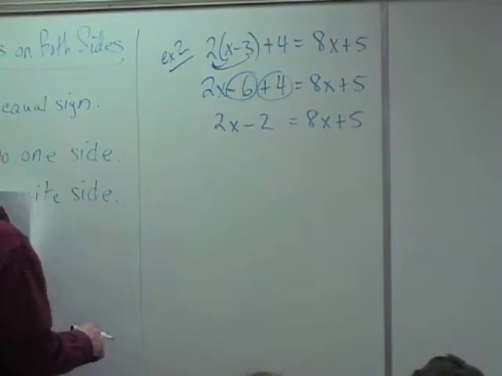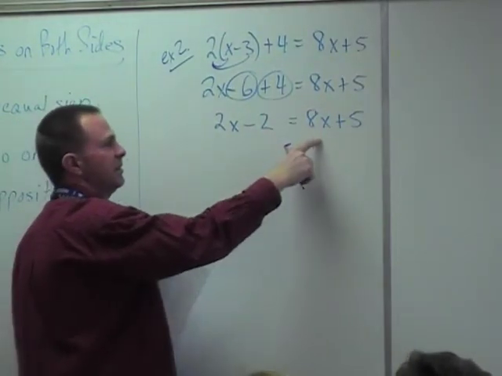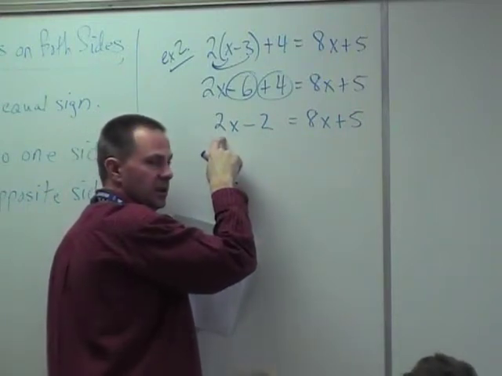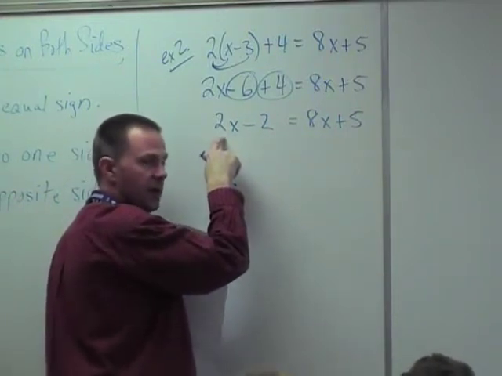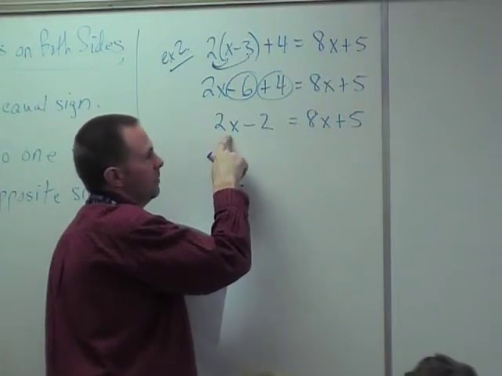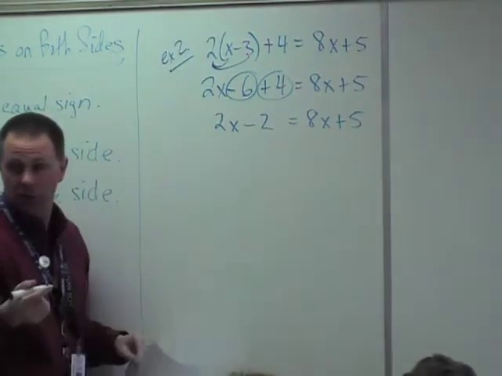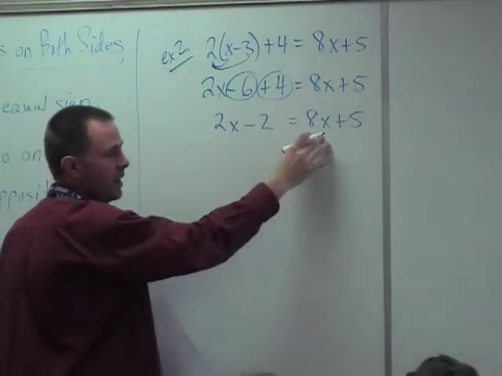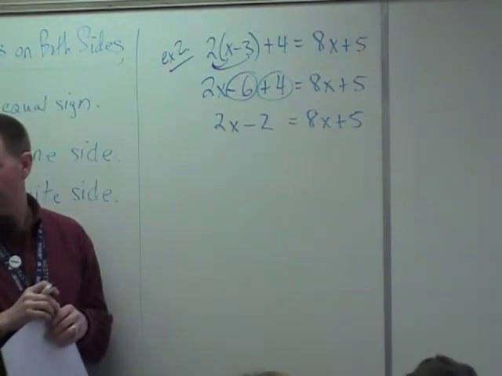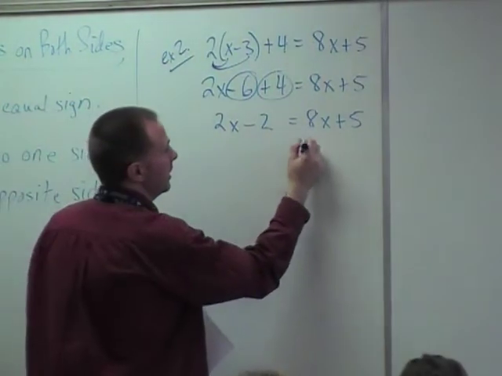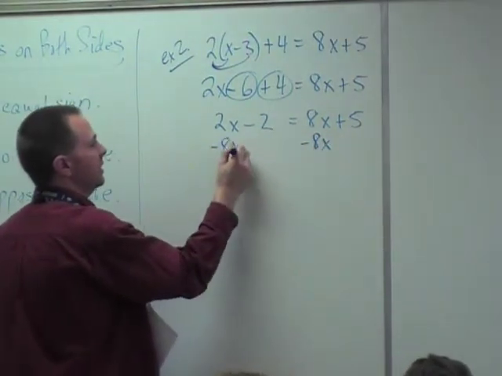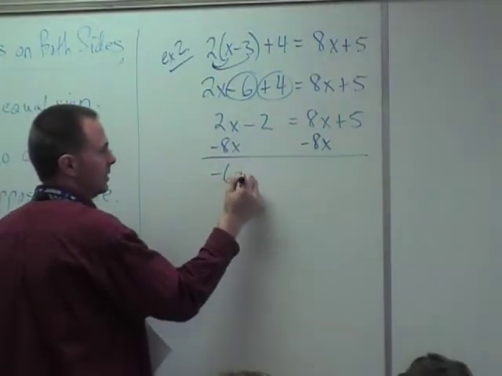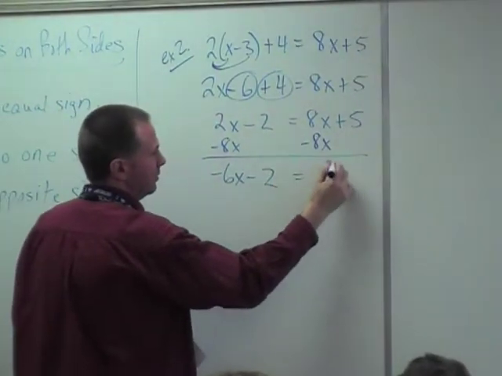Alright, now we're ready for step 2. We got variables on both sides. I need to get them together. Again, I'm going to look to see how to keep my variable positive. You don't have to. So this time I'm actually going to make it negative just to show you that it works, okay? I'm going to go ahead and move the 8x to the left. If I move the 2x to the right, it'd be a positive 6x, right? Correct? Okay, so I'm going to move the 8x to the left by subtracting it. What does that give me on the left side? Negative 6x minus 2 equal to 5.